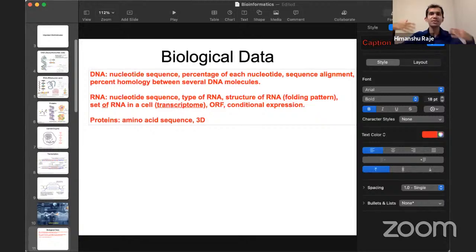Before going to that, can you at least predict? Has any other organism been shown to have a similar protein of the 3D structure? So yes, we can definitely look at the 3D structure of the protein. What else? What else can we look into for protein?